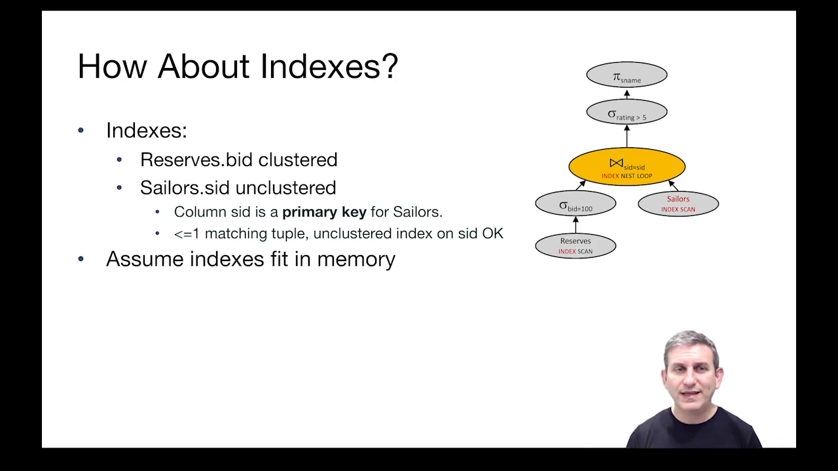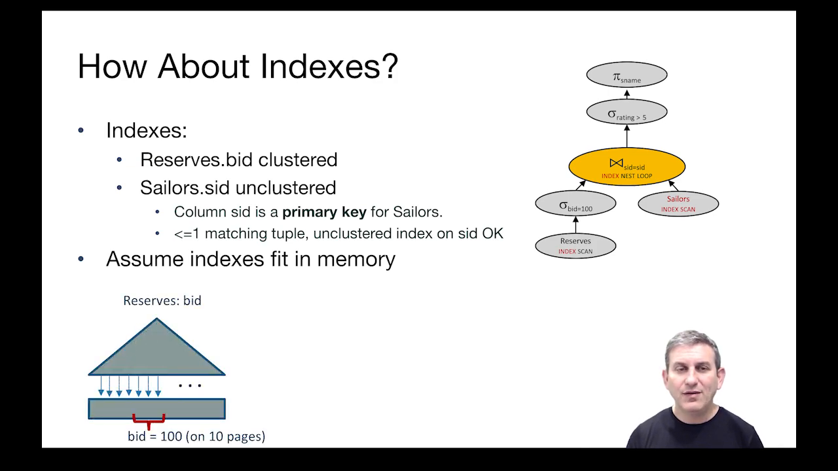And we'll assume that we have two indexes, one on reserves.bid, which is clustered, and one on sailors.sid, which is unclustered. Now, for reserves.bid, because it's clustered, we'll be able to get all the tuples out in 10 IOs, because those tuples will be packed onto pages. This is assuming that these indexes fit in memory, which is an assumption we'll make in our little example here.